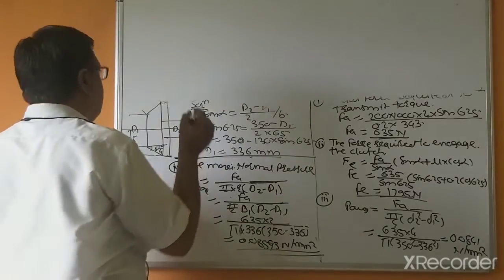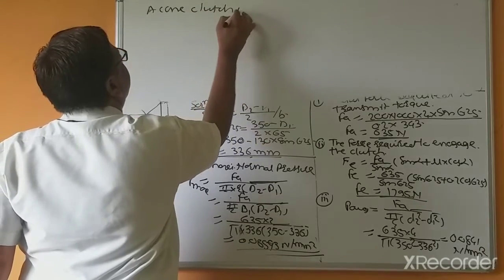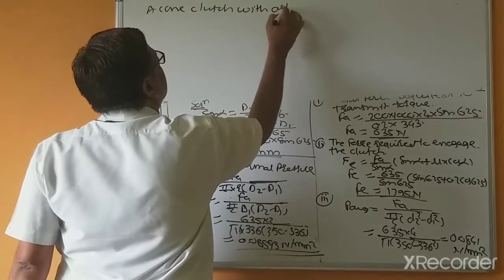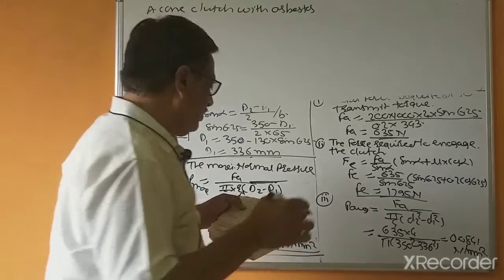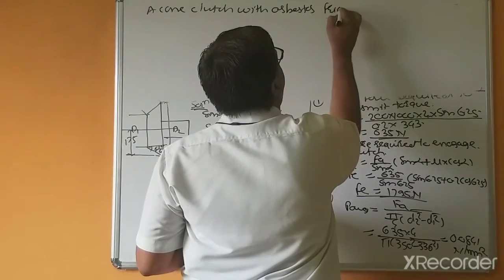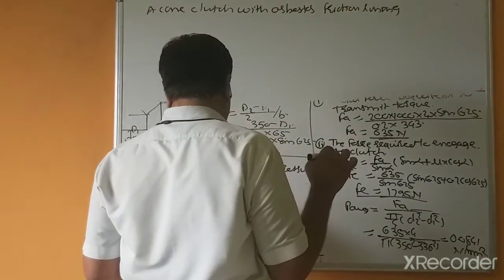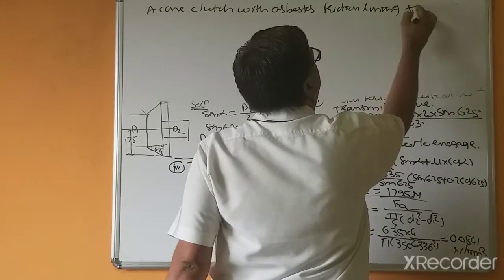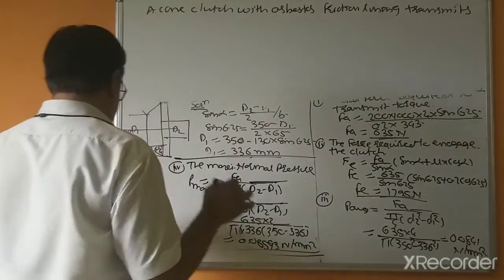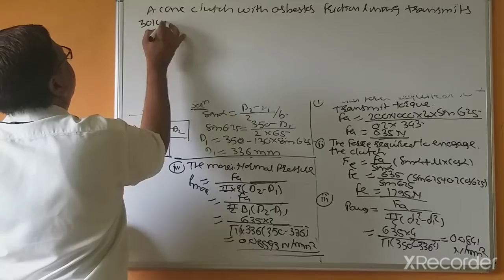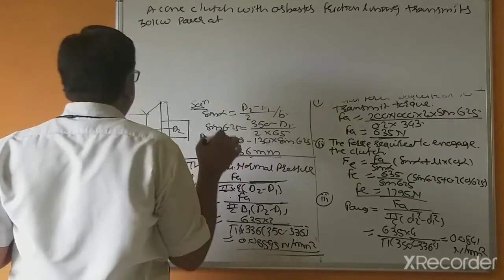A cone clutch with asbestos friction lining transmits 30 kilowatt power at 500 rpm. Asbestos is a popular material for cone clutch.